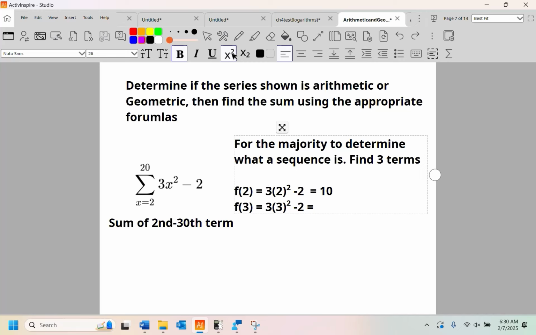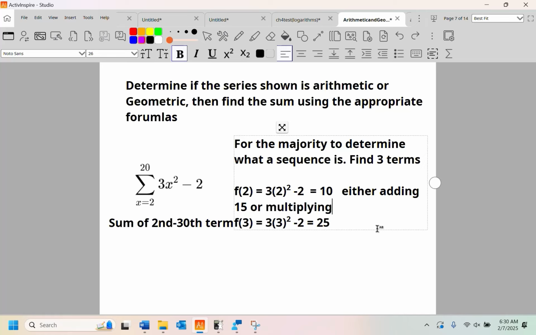Okay, so at this point in time, I'm doing one of 2 things. I'm either adding 15 or multiplying by 2.5. One of the 2. One of the 2 things is happening, okay?